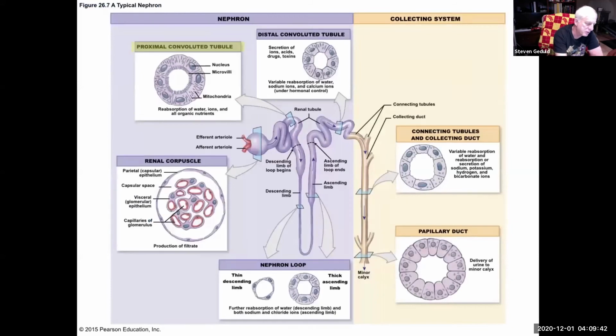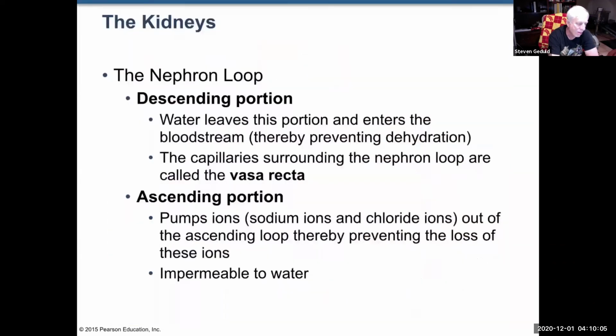Okay, so here's your glomerular filtrate. This is the proximal convoluted tubule. That's the first section that it goes through. Okay, in the cortical nephron, this loop stays in the cortex, most of it. Okay, it's a juxtamedullary nephron. It extends deep down into the medulla. Right. After it goes through the proximal convoluted tubule, it goes down the descending portion of the loop.